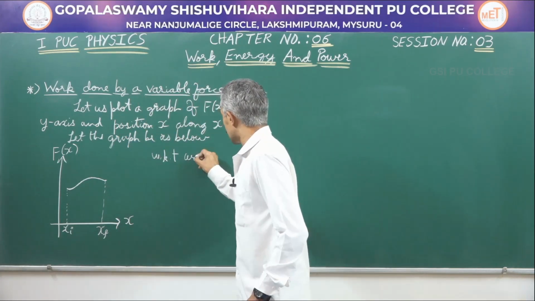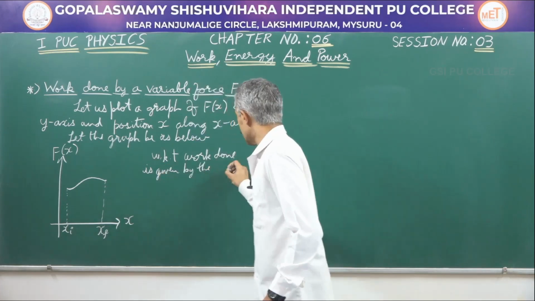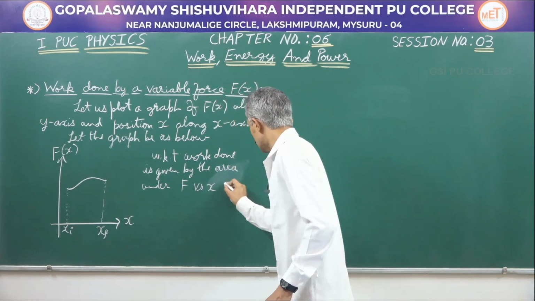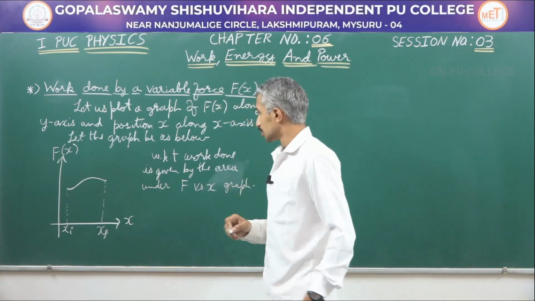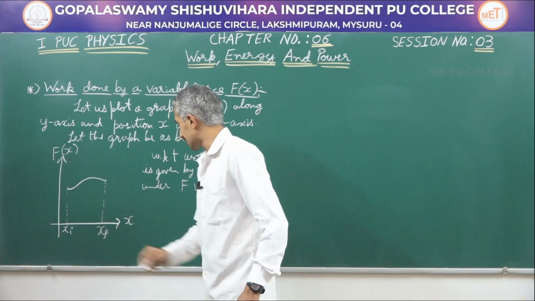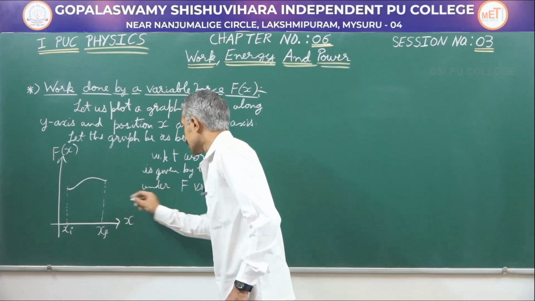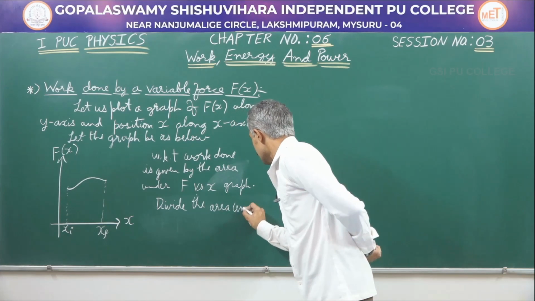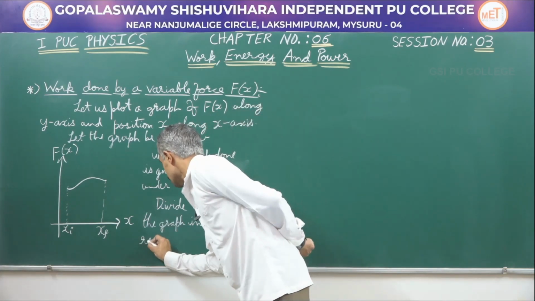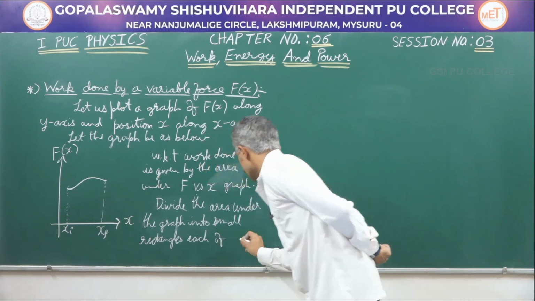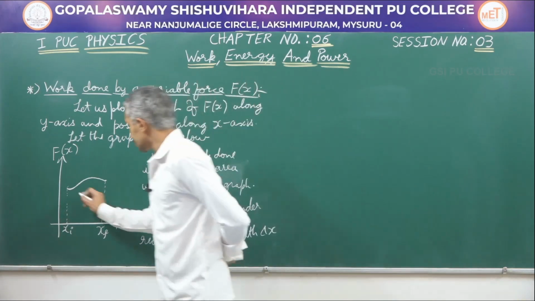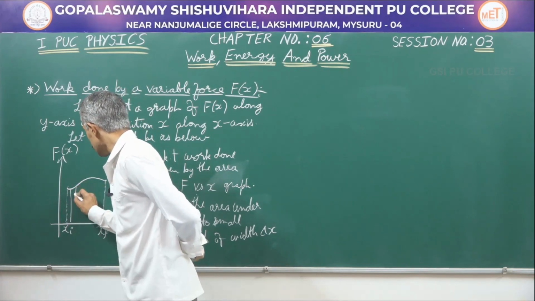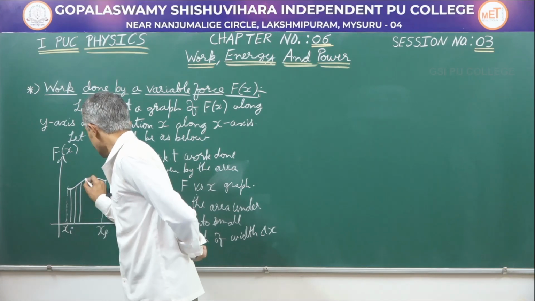We know that work done is given by the area under the force versus position graph. So, what we will do? We will find the area below this graph. To find it, let us divide this area into a number of rectangles. Divide the area under the graph into small rectangles, each of width delta x. Every rectangle has width delta x.